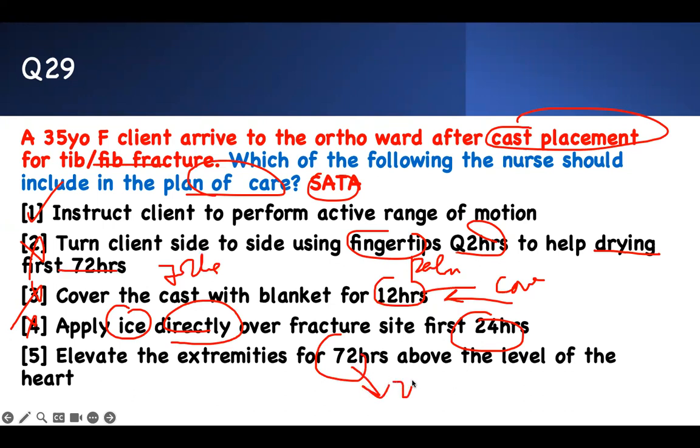No, just 24 hours. Elevate it 24 hours. This was designed to trick you. I use words that are correct, but then I change a few words. Only 24 hours for elevation. So what is the right answer?